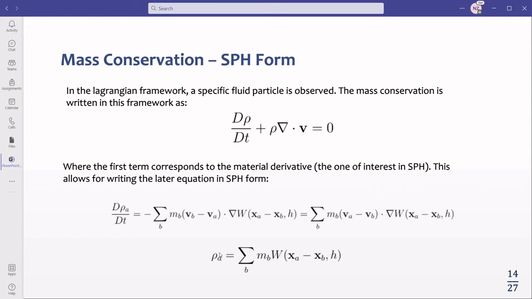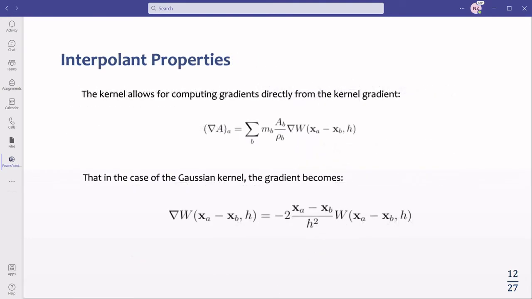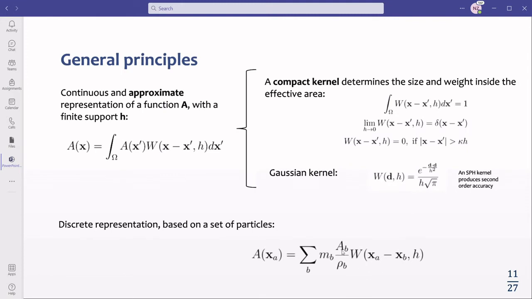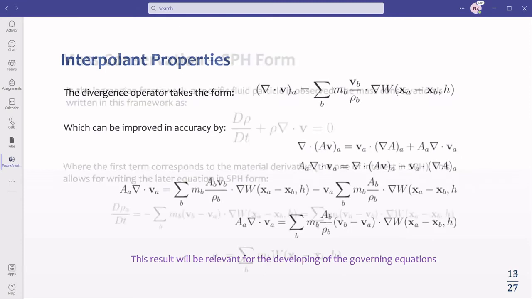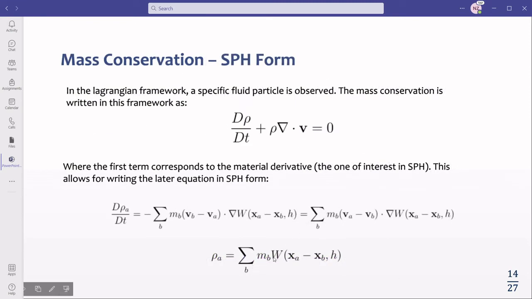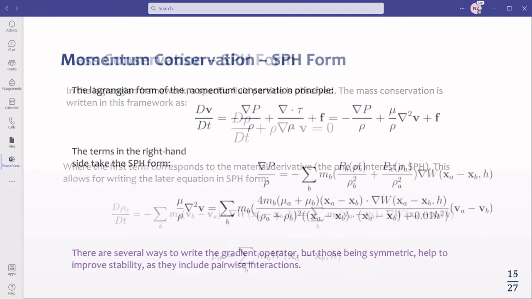Also, we can have an expression for the density directly, not the evolution in time, but only the density. And if we go to our definition of A, we can see that if A is the density, this collapses, cancels out, and we have the mass of b times the kernel function. That is just what we have here. It's the mass of every particle b times the kernel function.